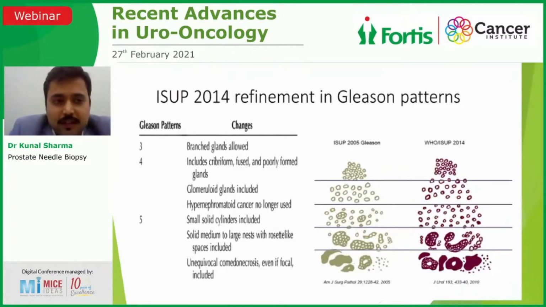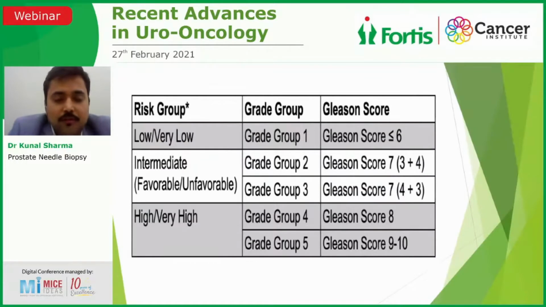Now, the ISUP, that is the International Society of Uropathology, has changed the criteria for Gleason's patterns over the time. Currently, score 1 and 2 are obsolete. In 3, we have well-formed glands with good lumen. Everything that shows a cribriform architecture has been put in pattern 4. And small solid cylinders and unequivocal comedonecrosis has been put in pattern 5. We have also divided based on various risk groups. That is the Gleason's grade group from 1 to 5. Scores 8, 9, and 10 form the high and the very high risk groups.